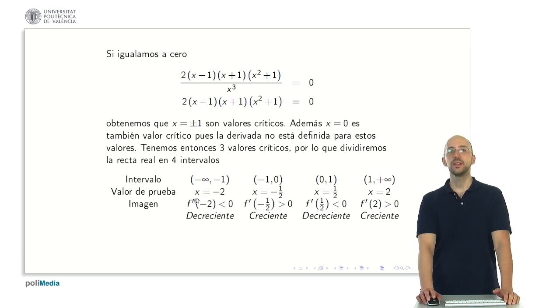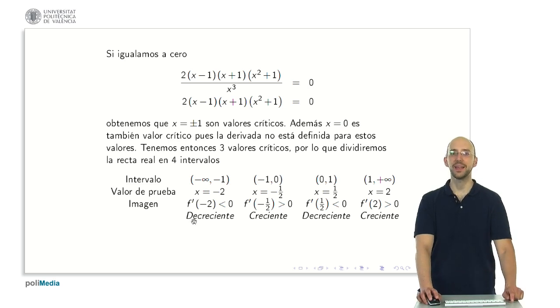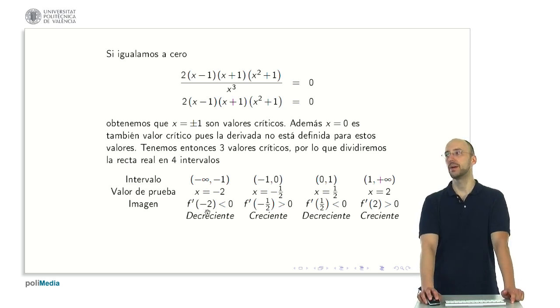The test values I've used are the same, and I've kept them simple. Between minus infinity and minus 1, I've chosen minus 2. For the interval between minus 1 and 0, it's minus 1/2. Between 0 and 1, I've used 1/2, and for the range from 1 to plus infinity, it is 2. Observe that the derivative at minus 2 is negative, at minus 1/2 is positive, at 1/2 is negative, and at 2 is positive. This indicates that in the first interval, the function is decreasing, in the second, it's increasing, in the third, decreasing, and in the fourth, increasing.